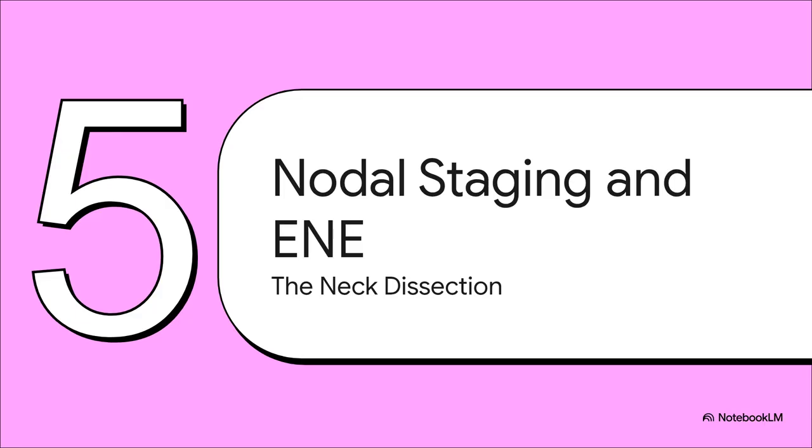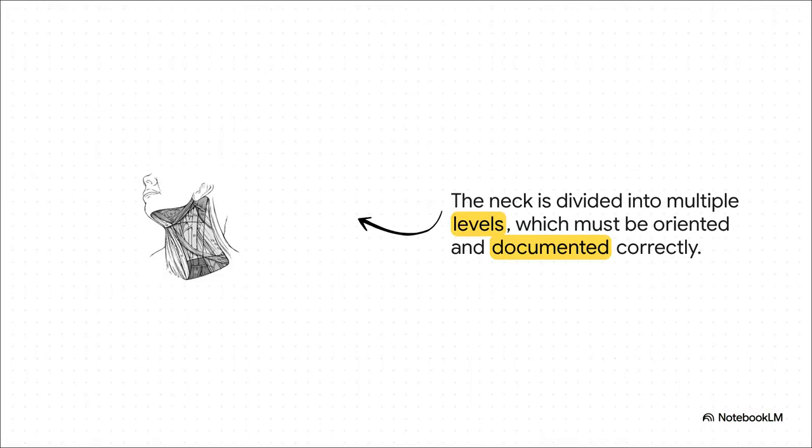All right, section 5, nodal staging and ENE. Let's shift gears from the primary tumor and look at the neck dissection that usually comes with it. The story the lymph nodes tell us is absolutely central to staging the patient correctly. So, when that neck dissection hits your bench, it should be marked by the surgeon into different levels. Our job is to figure out which of those levels has cancer in it. This isn't just some academic exercise. This information is basically a map for the radiation oncologist, showing them exactly where to aim their beams.